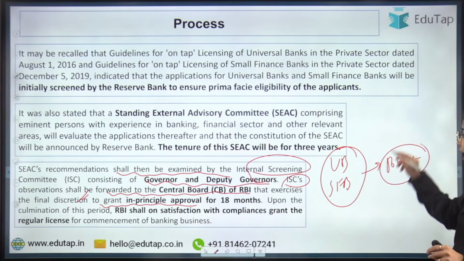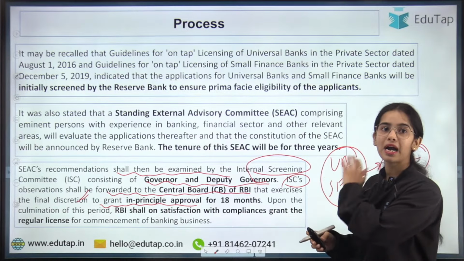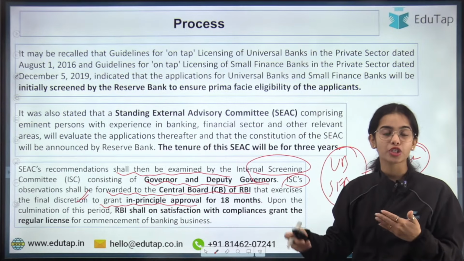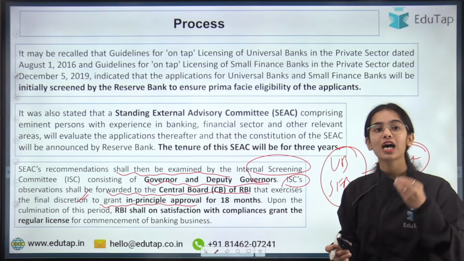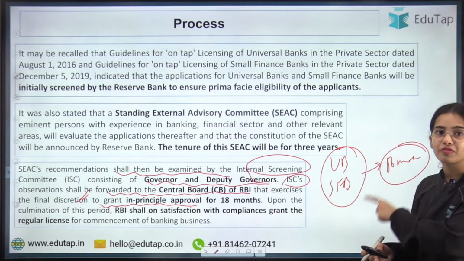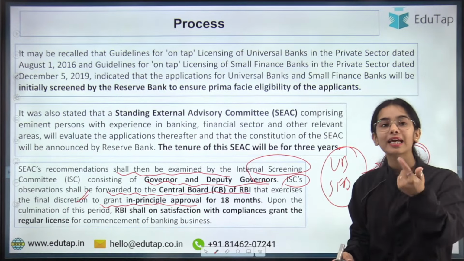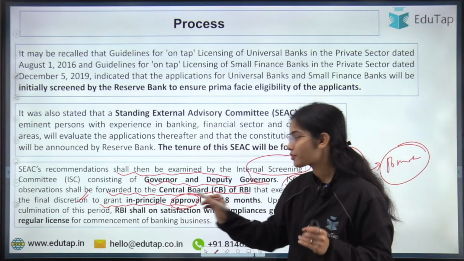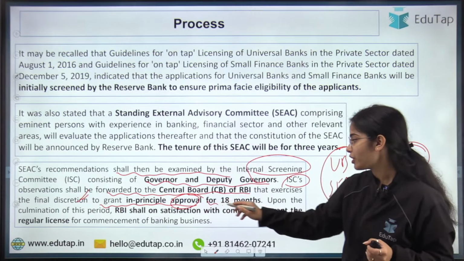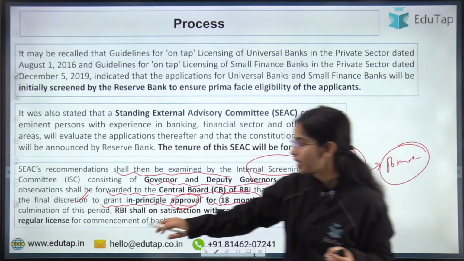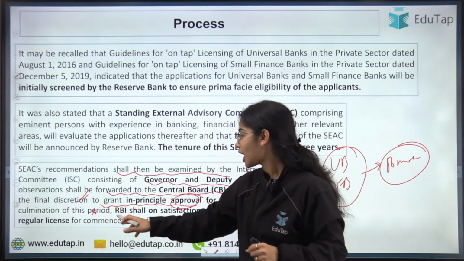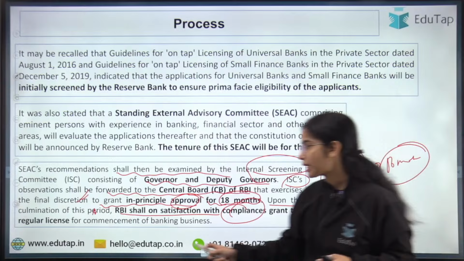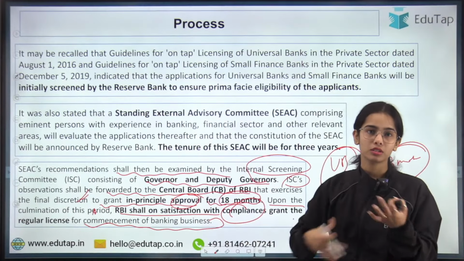Then the RBI will see whether, during these 18 months, the new universal bank or small finance bank was able to continue its operations and follow all the guidelines or not. If the RBI is satisfied that these banks have performed well in the 18 months, then only will the final license be released. So the central board releases an in-principle approval, that is, for the time being the approval is given for 18 months. Upon the culmination of this period, RBI shall, on satisfaction with compliances, grant the final bank license, a regular license for commencement of banking business on a continuous basis.